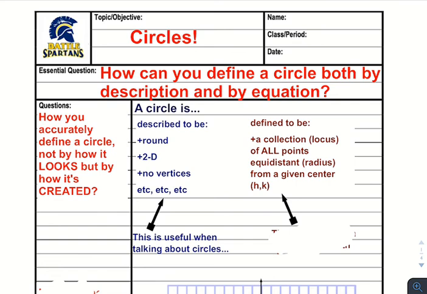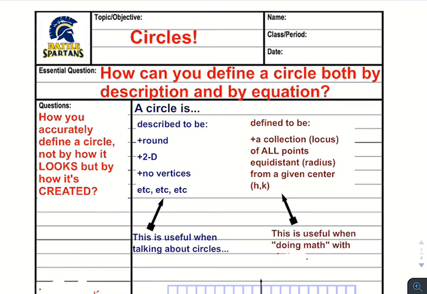The quantitative definition, in the sense that with this definition we can do some calculations. As we've talked about pretty much all year, a circle is defined to be a collection. The term locus is important here. Locus means a collection of all points equidistant, that is, a radius away, from a given center, which is defined in general or by default to be (h, k). (h, k) is the center of your circle.